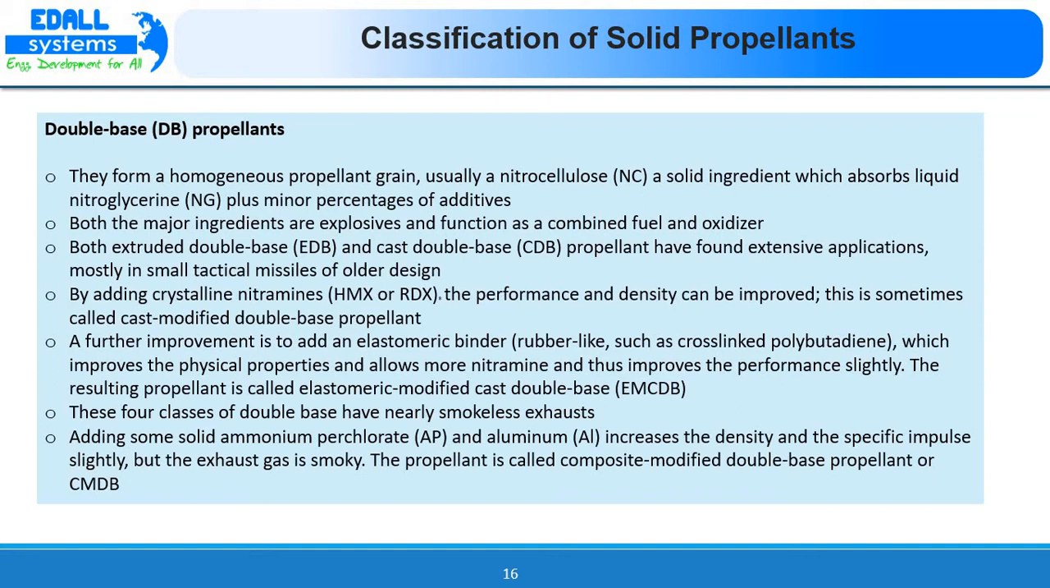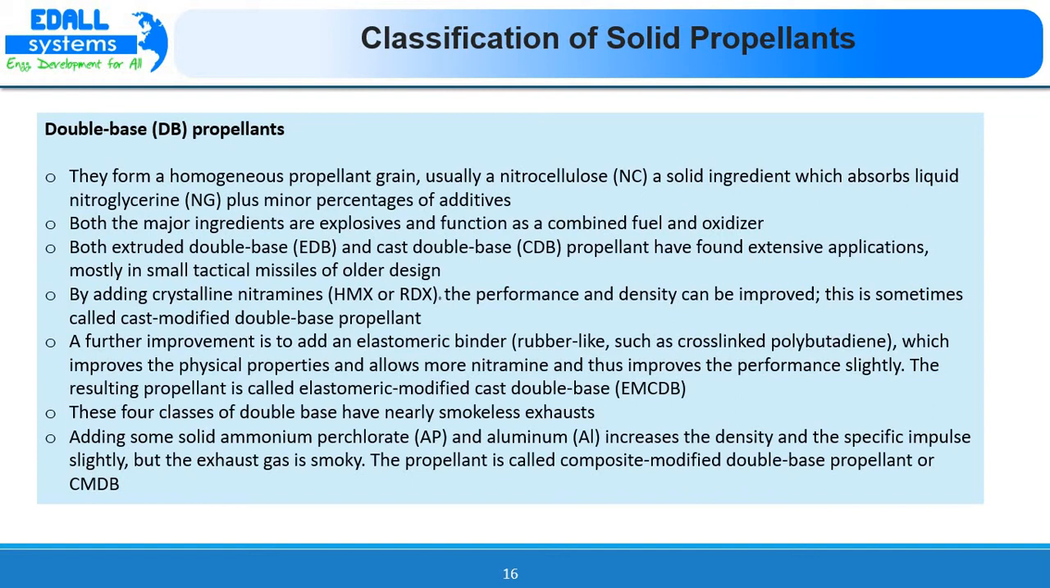So again, for the basic or the primary nitrocellulose and nitroglycerine propellants, some more chemicals can be added and then the performance can be improved in some areas. So the further improvement is to add an elastomeric binder such as cross-linked polybutadiene, which improves the physical properties and allows more nitramine and thus improves the performance slightly. So even this resulting propellant is called elastomeric modified cast double base propellant. So these four classes of double base have nearly smokeless exhausts. So by using some different chemicals, we were able to reduce this exhaust smoke.